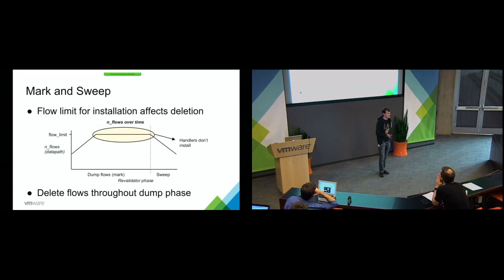So the only thing is that with this mark and sweep algorithm, you can't just mark during the mark phase and then delete during the sweep phase, because the classification and translation of the Datapath flow into OpenFlow flows and then determining whether that kernel cache entry is correct or not is quite expensive. We spend most of our time in the dump flows phase, fetching flows from the kernel and translating them, and not much in the sweep phase. So if we only delete during the sweep phase, then we end up hitting the flow limit, and then during this entire time, handler threads would only be executing flows, and they wouldn't be installing new flows. So this causes a performance hit. So obviously the solution is to delete flows throughout the dump phase.